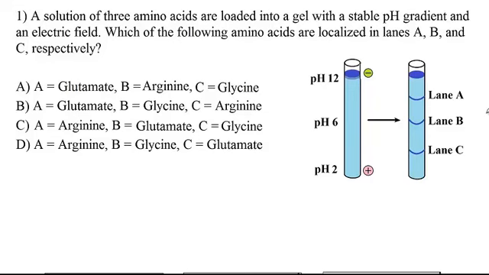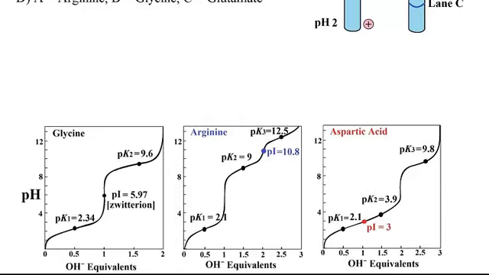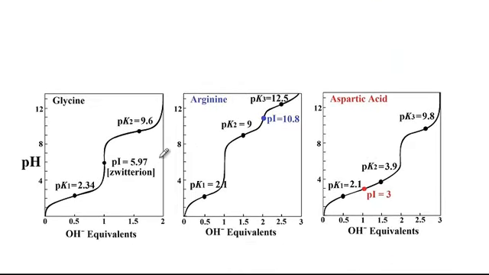All right, hopefully you had enough time to review this question. So now let's review the answers here. So what we are having here is a neutral amino acid, an acidic, and a basic one. And here I've provided you with a graph. Glycine has an isoelectric point of about 6, 5.97. Arginine has isoelectric point of 10.8, and aspartic acid has isoelectric point of 3.